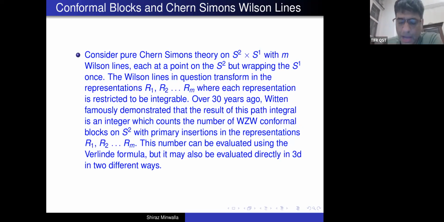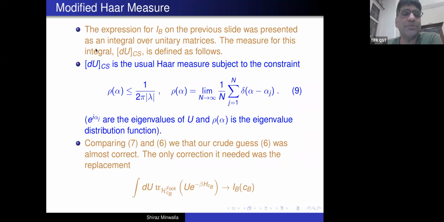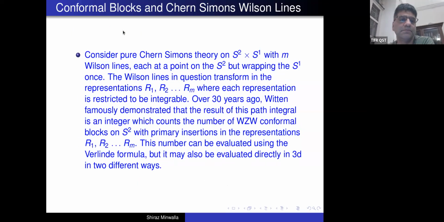So now over the next 5 minutes, what I'm going to do is to explain to you what all the words in my statements here mean. What do I mean by the Hilbert space of free boson theories restricted to the space of Wess-Zumino-Witten singlets? Consider pure Chern-Simons theory on S2 times S1 with M Wilson lines, each at a distinct point on the S2, wrapping the S1 circle. No looping or anything like that, just simply wrapping the S1 circle.